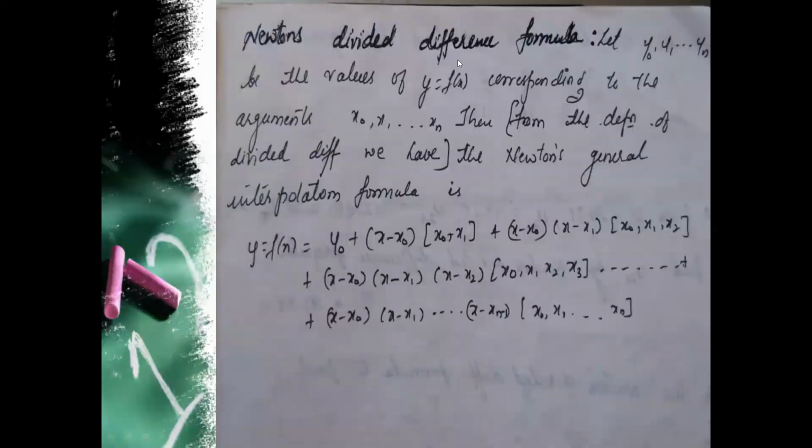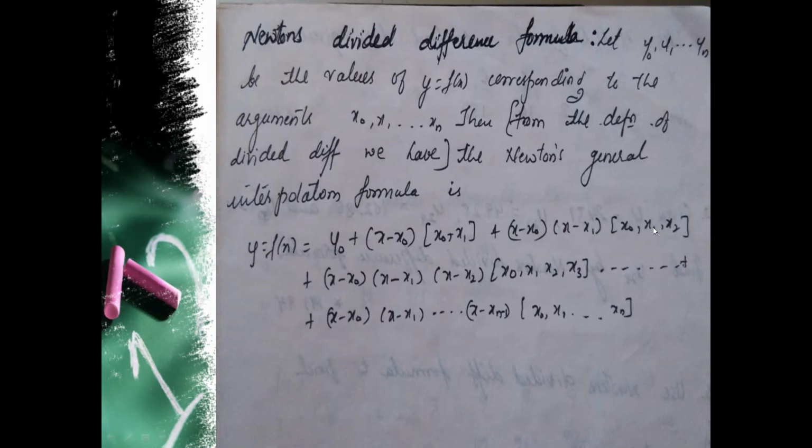Let us see what Newton's divided difference formula is. Again, if you are given the values x0, x1, and so on up to xn, and the corresponding values y0, y1, and so on up to yn, then Newton's general interpolation formula, also called Newton's divided difference formula, is given by y equals y0 plus (x minus x0) into the divided difference of x0 x1, plus (x minus x0) into (x minus x1) into the divided difference of x0 x1 x2.